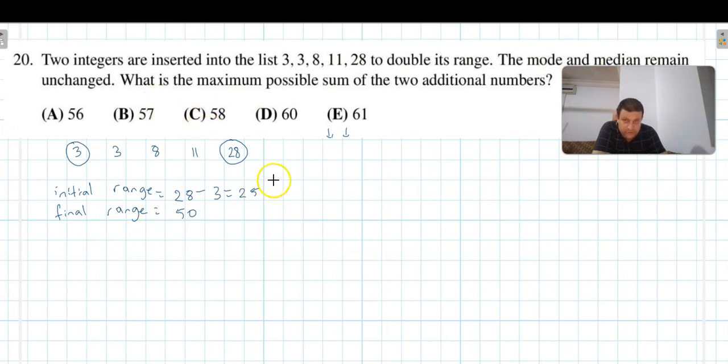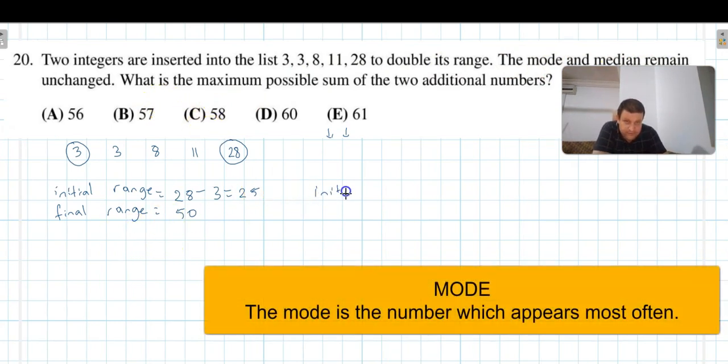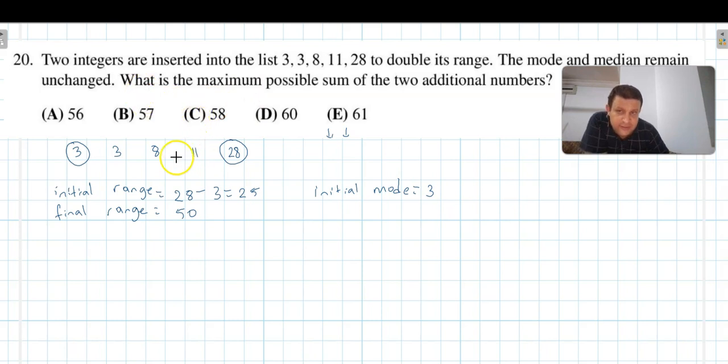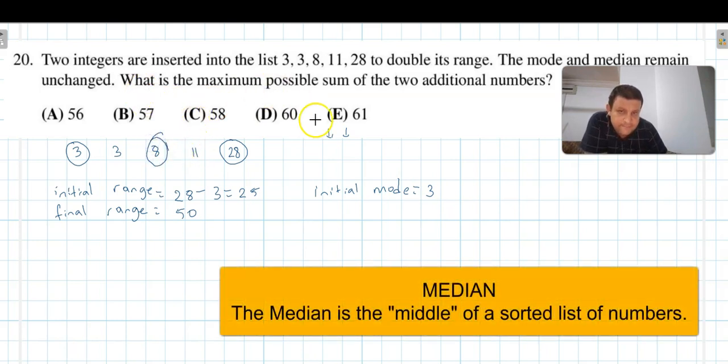What is the mode? The initial mode is the most repeating number. 3 is repeating 2 times, while the other numbers appear just 1 time. This means the mode is 3. Let's continue. The median will remain unchanged. What is the number in the middle? It is 8. The initial median is 8, because it's the number in the middle.